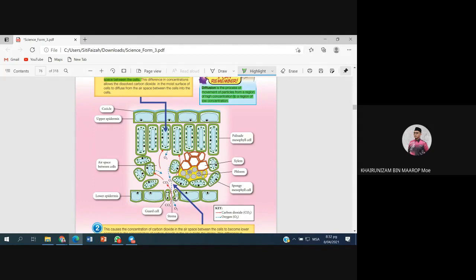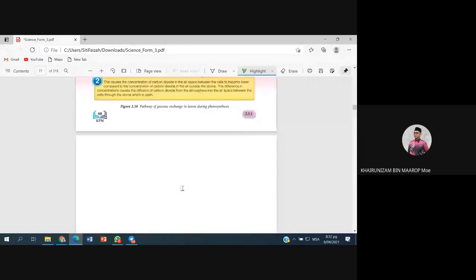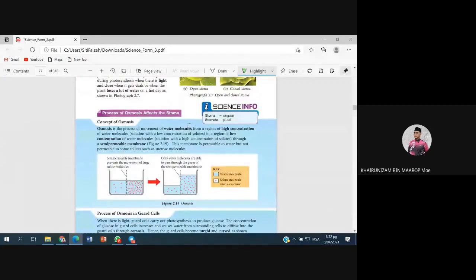So what is osmosis? Okay, osmosis is the process of movement of water molecules from a high concentration of water molecules to a low concentration of water molecules.